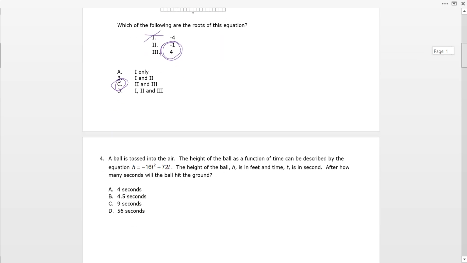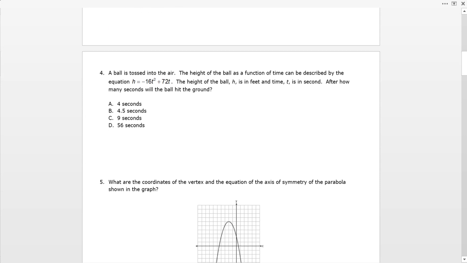Number 4. When I'm doing a graphical representation of the ball being tossed in the air, basically it's going up and then coming back down. So I'm going to have 2 roots, one at 0, 0, because that's where we start, and one at whatever time the ball hits the ground. So this is my time. And when I get back to y equals 0, that's where I'm going to have how long the ball was in the air. So basically, h is equal to 0.